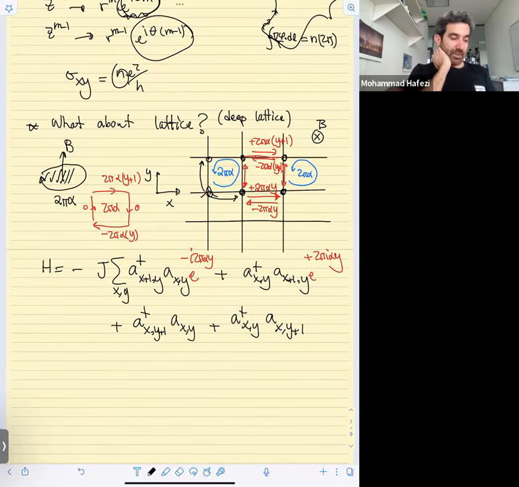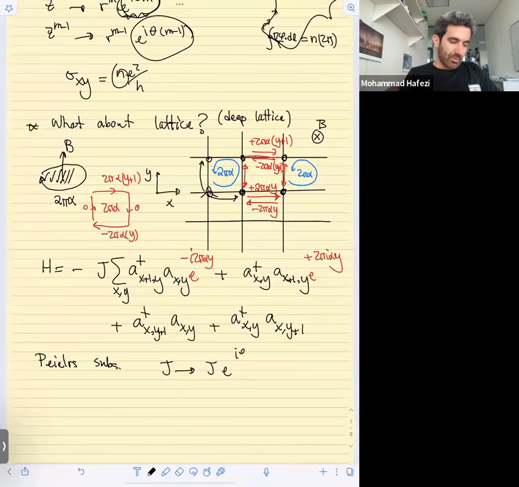So this is what is called the Peierls substitution. When you take your tunneling and replace it by an exponential of i over h-bar times the vector field integrated over the link that connects site i and site j, if it's a tunneling between site i and site j.